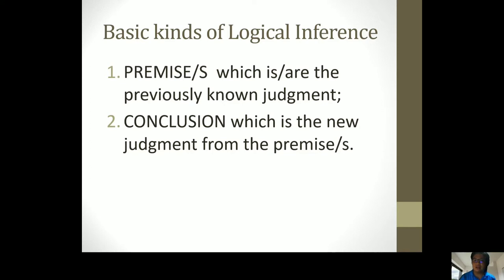So here now are the basic kinds of logical inference. We have the premise, which is the previously known judgment. You will always have two premises in one statement. And also we have the conclusion, which is the new judgment based on the premises that you have mentioned. Again, your premise can be one or premises can be two in order for you to create a conclusion. If you want to have a strong conclusion, you need to have two premises because those two premises will be the basis of your conclusion.